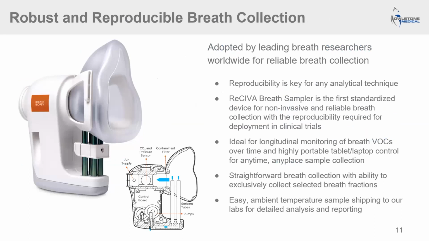Reciva is the first standardized device that enables patient breath samples to be collected reliably and reproducibly. During sampling, patients just breathe normally while Reciva tracks their breathing pattern. This is done with pressure and CO2 sensors that you can see in the schematic. At the appropriate breath fraction, pumps are activated and pull the exhaled breath onto the sorbent tubes. Over a period of time, Reciva traps and stabilizes the VOCs and pre-concentrates them onto these tubes, which are a bit like a vacutainer for breath. These are then sent to our breath biopsy lab for analysis.